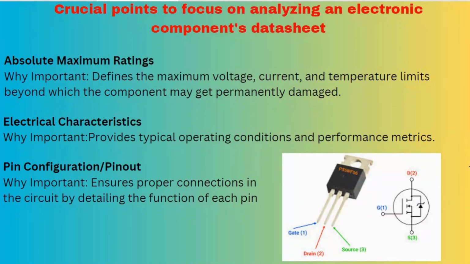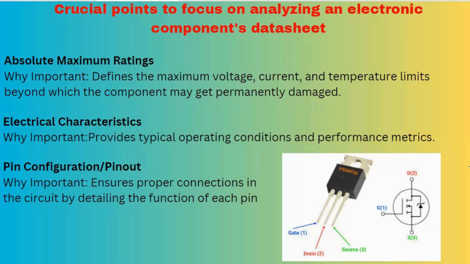So the points are: first point is absolute maximum rating. Why important? Because it defines the maximum voltage, current, and temperature limits beyond which the components may get permanently damaged. So the datasheet will give you the complete idea about the maximum voltage, current, and temperature.